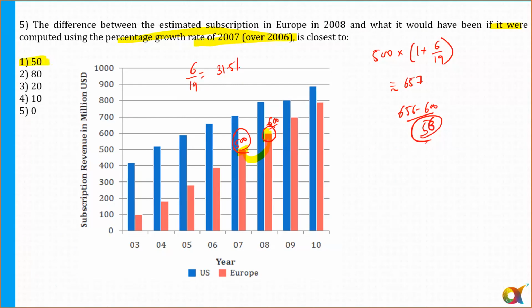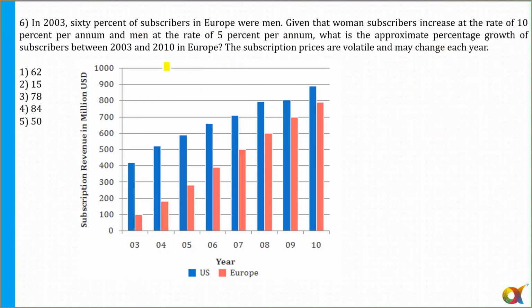Now remember, this question would have been difficult if the options were very close, like 50, 51, 52, 53. In that case, it's better to leave such a question. But the options are very far away, so you can guess the approximate value. Clear? Can I move to the next question now? The correct answer for this question is option number 1.